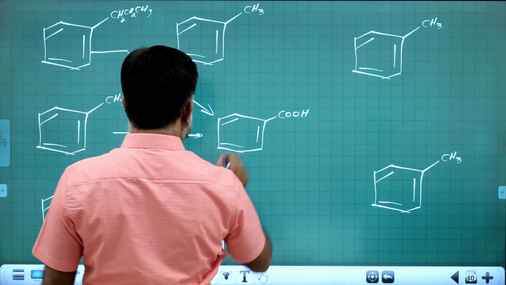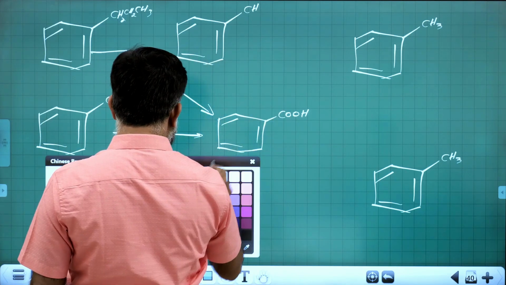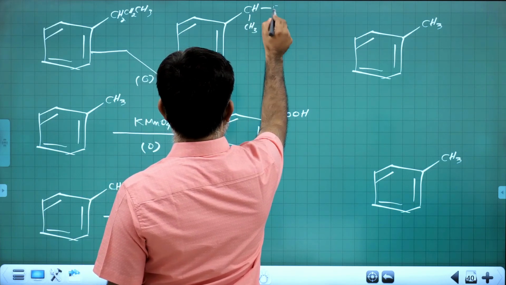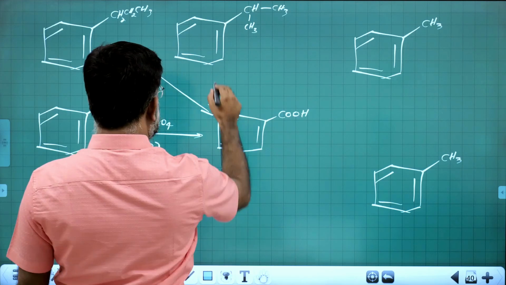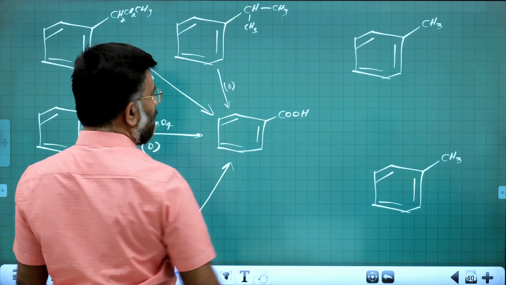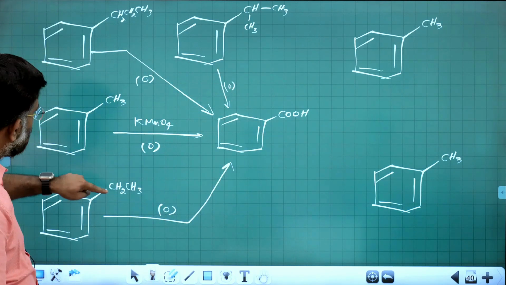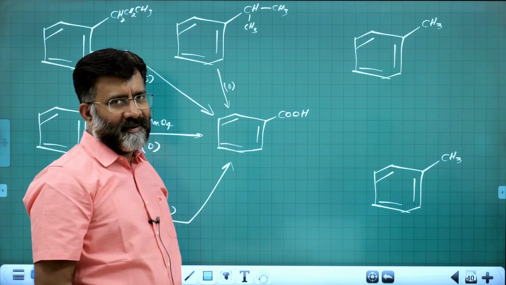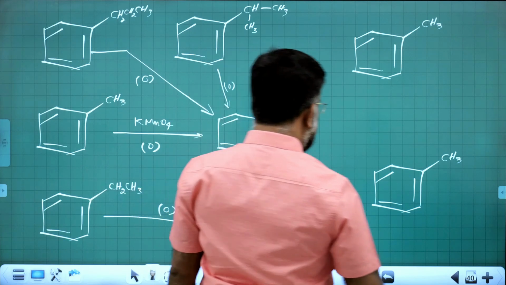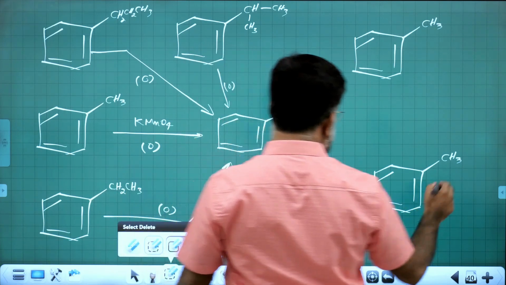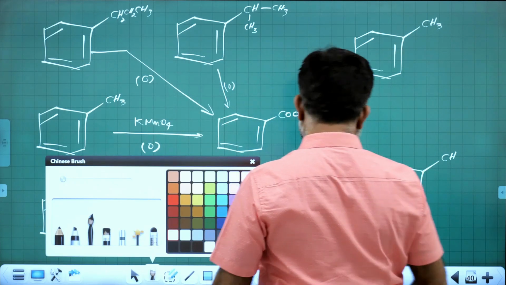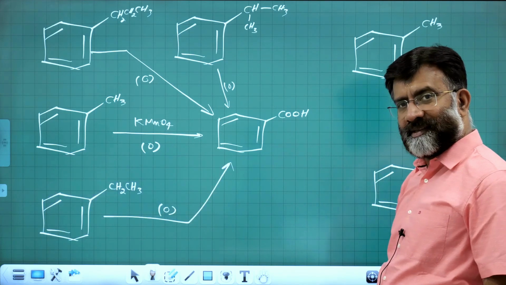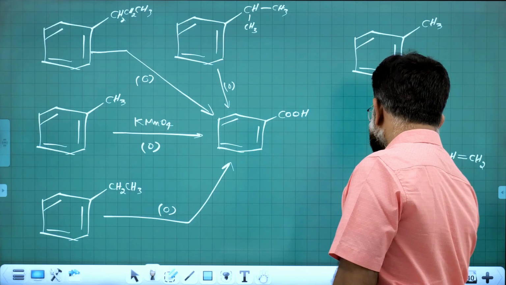Imagine the group is like this, CH, CH3, CH3, isopropyl group. The result is same. So whether you have methyl group, ethyl group, propyl group, isopropyl group, no issue at all. And even it can be like this, CH double bond CH2, vinyl benzene. The result is same.